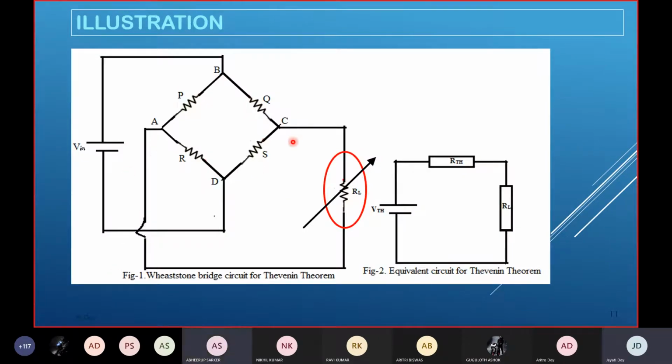Ma'am, I have a question. Yes. Ma'am, in the practical, everything we are writing in our own language, but the theorem should stay as it is, right?